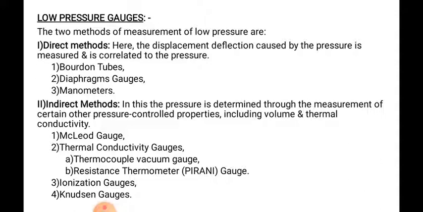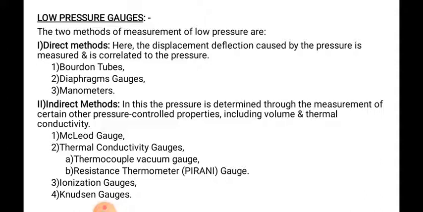In the indirect method, the pressure is determined through the measurement of certain other pressure-controlled properties, including volume and thermal conductivity, as in the Macleod gauge. One parameter is measured in terms of another parameter, which is why it is known as indirect measurement. These include the Macleod gauge, thermal conductivity gauge, ionization gauge and Knudsen gauge. In thermal conductivity gauges, there are again two types: the thermocouple vacuum gauge and the resistance thermometer gauge, which is also known as the Pirani gauge.